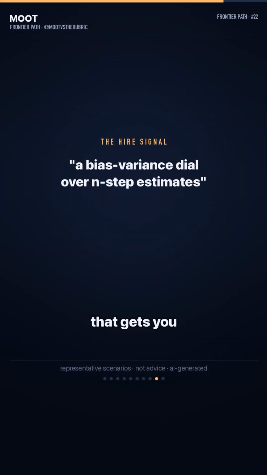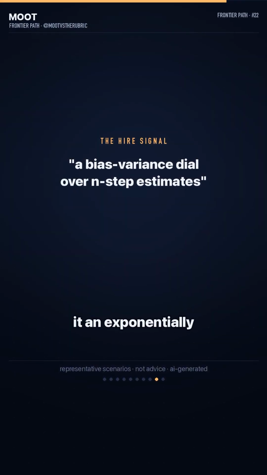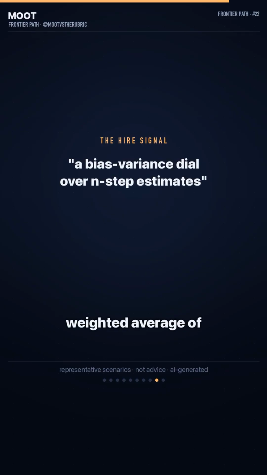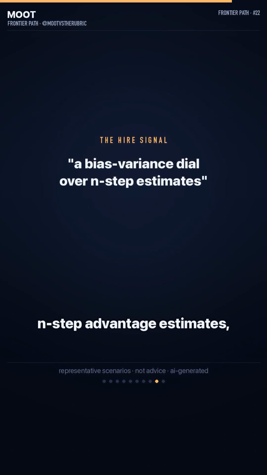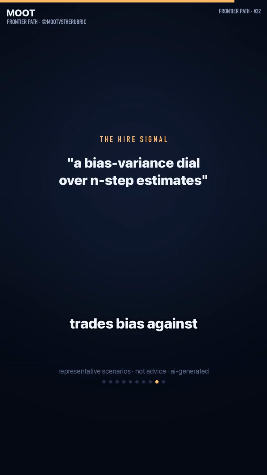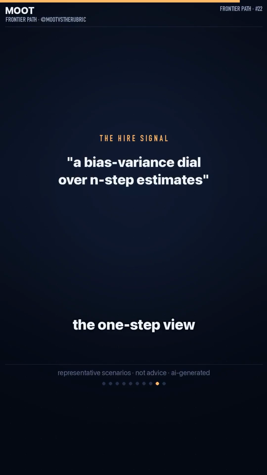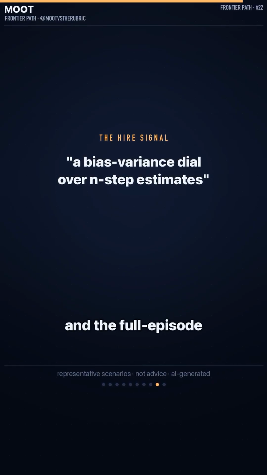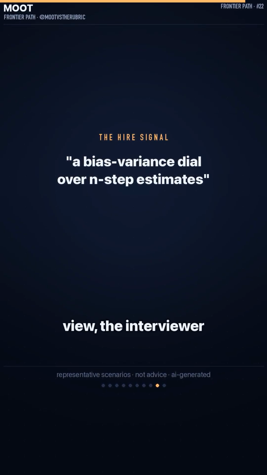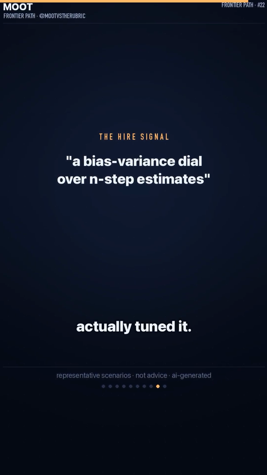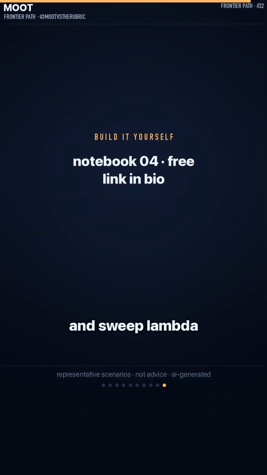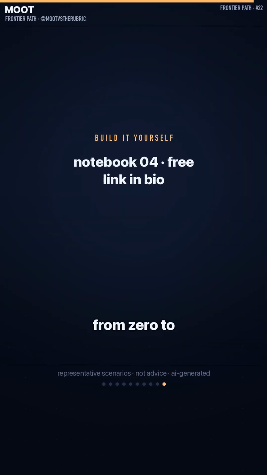So the framing that gets you the offer. Call it an exponentially weighted average of n-step advantage estimates, and say lambda trades bias against variance. When you describe it as one knob between the one-step view and the full episode view, the interviewer knows you have actually tuned it. So go implement GAE and sweep lambda from 0 to 1.